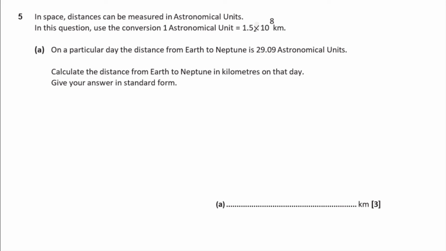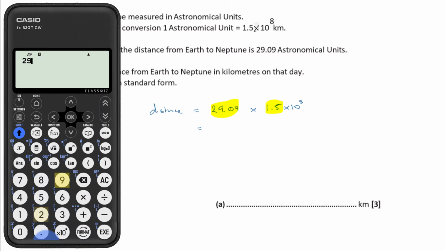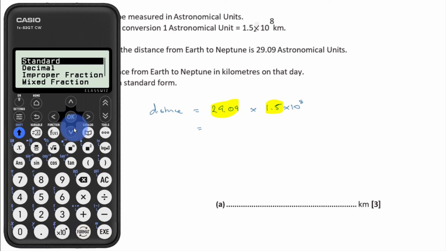So we just really need to multiply them together, don't we? So the distance then is going to be 29.09 astronomical units times the 1.5 times 10 to the 8 conversion factor, isn't it? Now what I'm going to do is multiply the mantissa part of my number with the number of astronomical units first, and then convert that back into standard form. I think that would be easier, because I think my calculator will explode if I try to type that big number into it. So let's just do 29.09 times 1.5 to start with. That's given me 43.635.